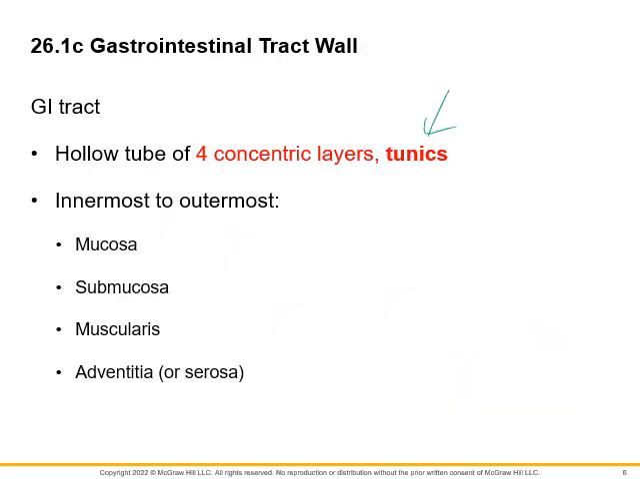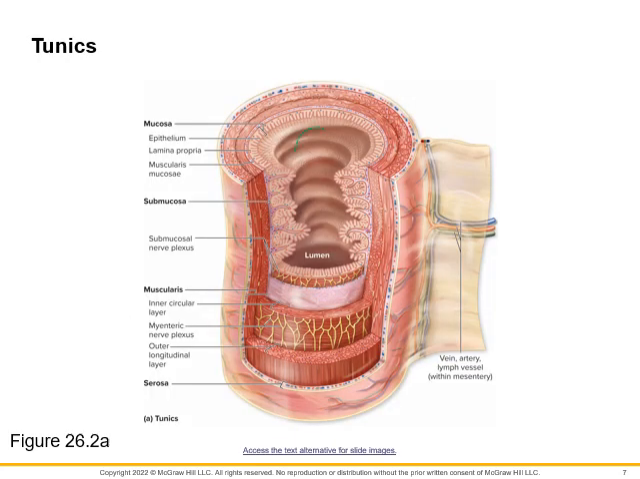Here are those tunicas or layers. Again, we're repeating the same pattern over and over again. So here's the lumen, or the opening. You can see that this mucosal layer in the digestive system is a little bit different in that we have these really thick microvilli. So we're going to see this mucosal layer that has specialized cells for absorbing food.